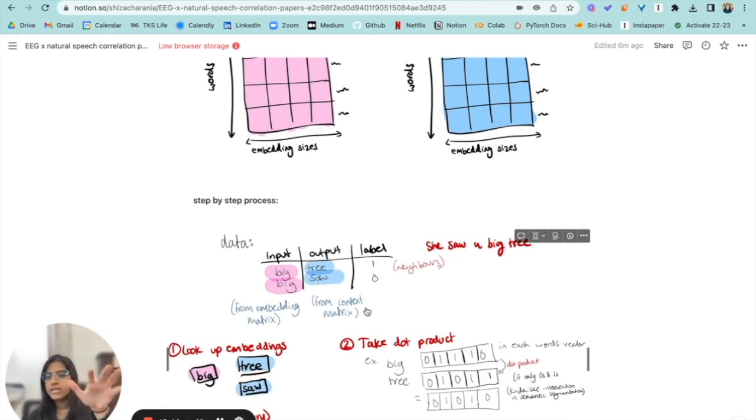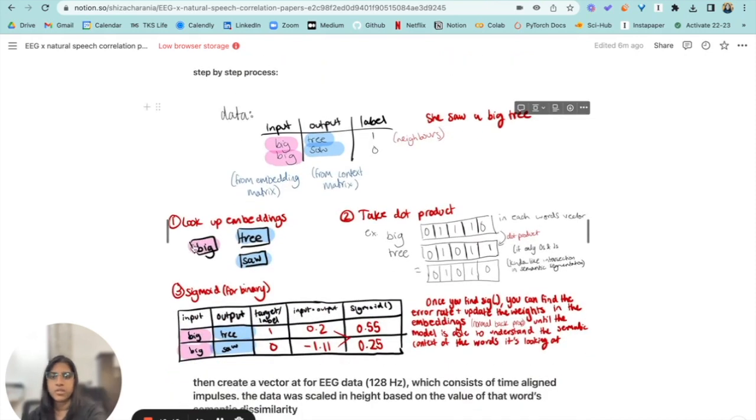And so from getting this data, first of all, you have to look at the embeddings. You have to look at the current word, and then you have to look at the different outputs that you can have. Here I'm just looking at tree and saw, but it could also be she. So first you look at the embeddings, then you take the dot product of the input and the output. In each word's vector, let's say you're doing big and tree, for example, you're doing the dot product of both of these. And this is where I saw the overlap between computer vision and this word2vec.